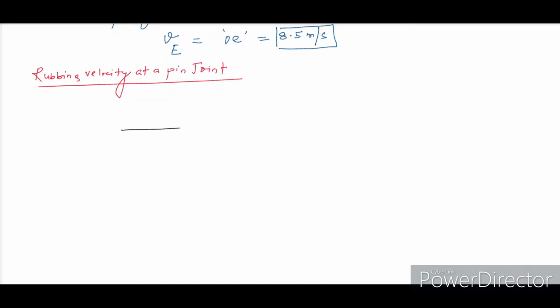Let's say we have two links here. This is one link, this is one joint, and connected with a second link. Let's say this is point A, this is point B, and this is the joint O. Now link OA has, suppose, angular velocity omega 1 in clockwise direction. Link OB has angular velocity, let's say, omega 2 in anti-clockwise direction, suppose.